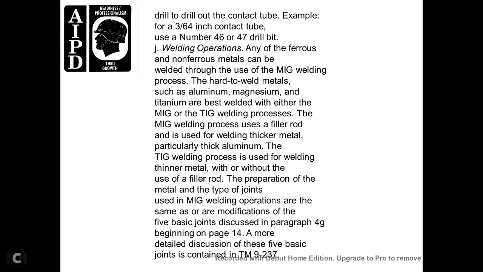Welding operations. Any fusible metal can be welded through the use of the MIG welding process. The hard-to-weld metals, such as aluminum, magnesium, and titanium, must be welded by either the MIG or TIG welding process. The MIG welding process uses a filler rod and is used for welding thicker metal, particularly thick aluminum. The TIG welding process is used for welding thinner metal, with or without the use of a filler rod.